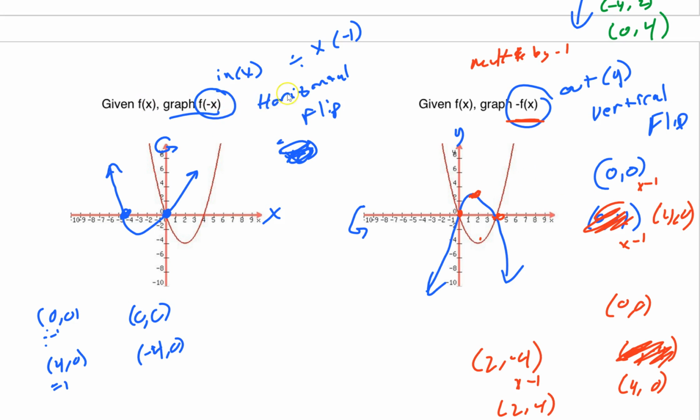Flip on the inside is a horizontal flip because inside's x, so you flip it left and right. Or if you're not good at that, you can just divide your x's by -1. Negative on the outside is a vertical flip, so you flip it up and down. Or if you're not good with that, you just multiply your y's by -1.